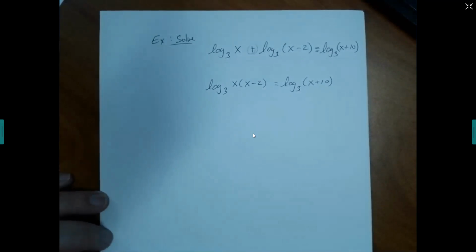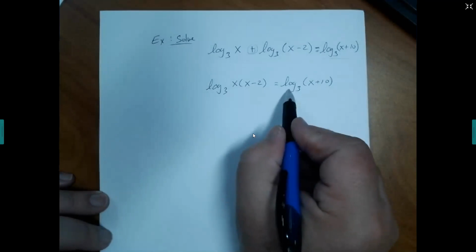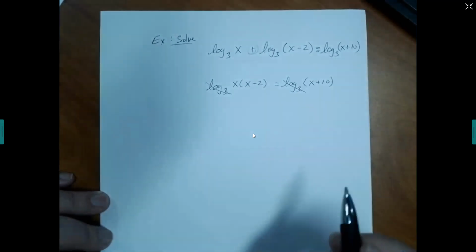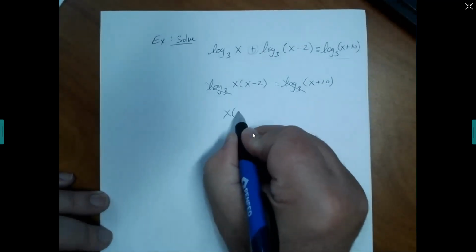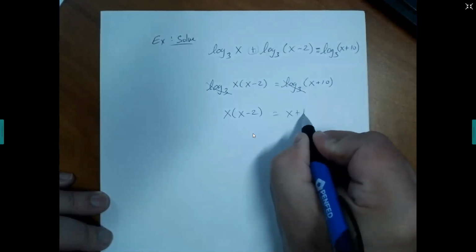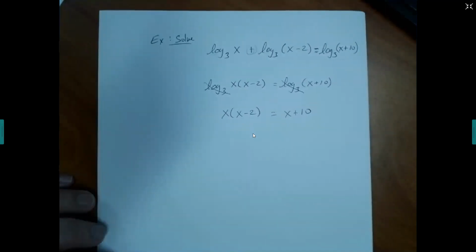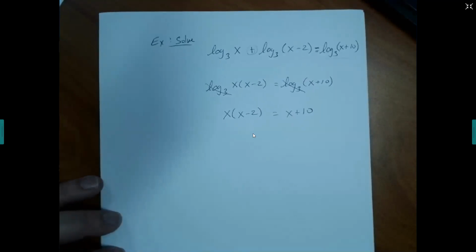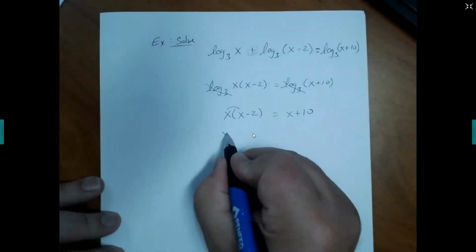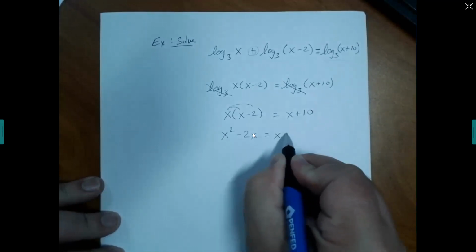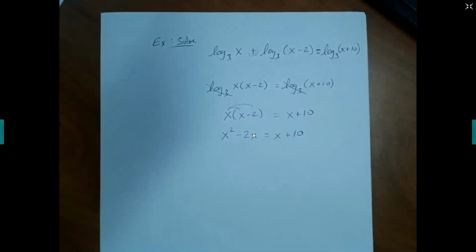Now, since both sides are log base 3, we can just get rid of the log base 3s. In order for these to be equal, the operations have to be equal. So x times x is x squared, negative 2x equals x plus 10.